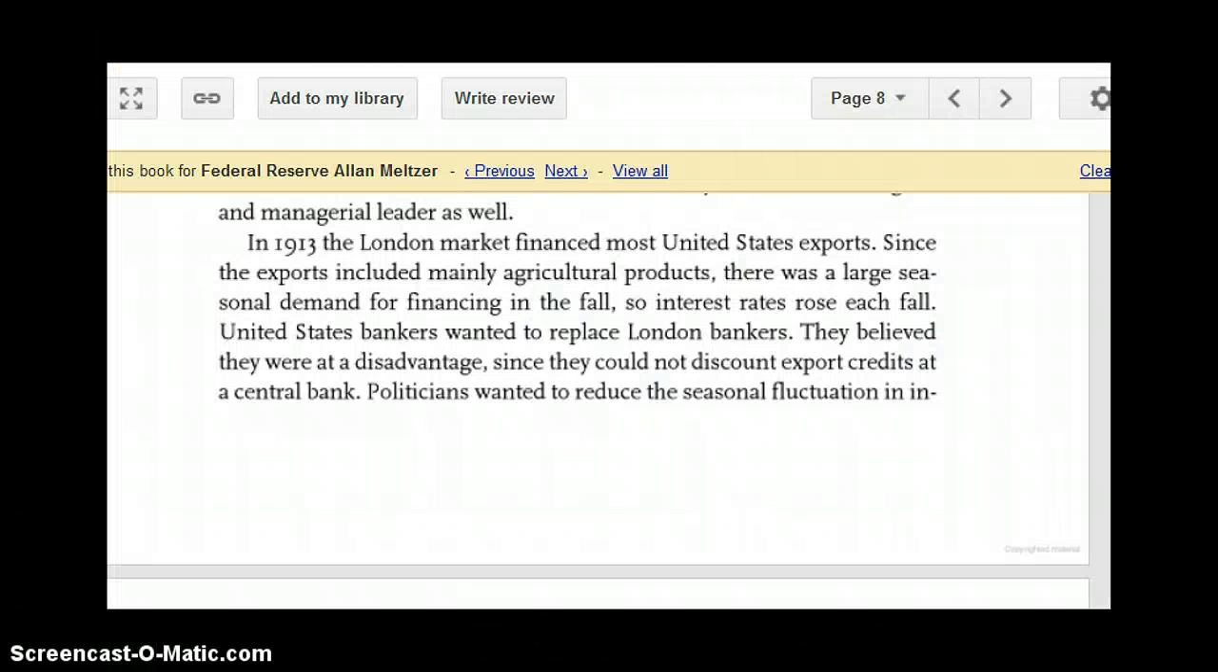Let's look at one book, called History of the Federal Reserve by Allan Meltzer. And we should look at why the Federal Reserve was created, based on his historical research. In 1913, the London market financed most United States exports. Since the exports included mainly agricultural products, there was a large seasonal demand for financing in the fall, so interest rates rose each fall.